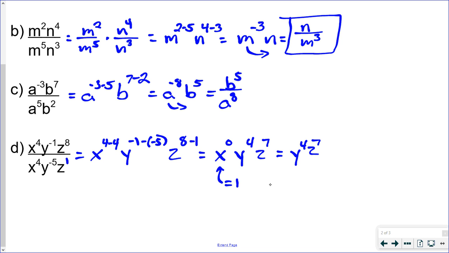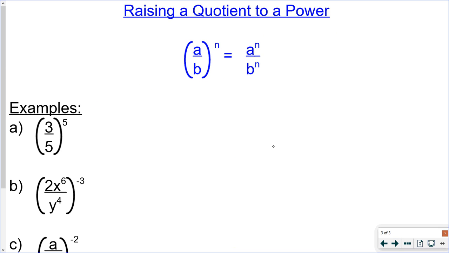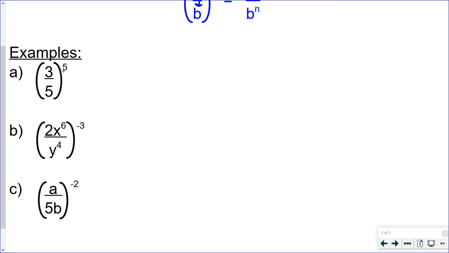All right, so let's look at one other property here. What if you have a fraction or a quotient raised to a power? So basically what you're going to do here is you're just going to distribute that exponent into the numerator and the denominator. Pretty simple. So here's an example. We've got 3 to the 5th over 5 to the 5th. So we distribute that in there.